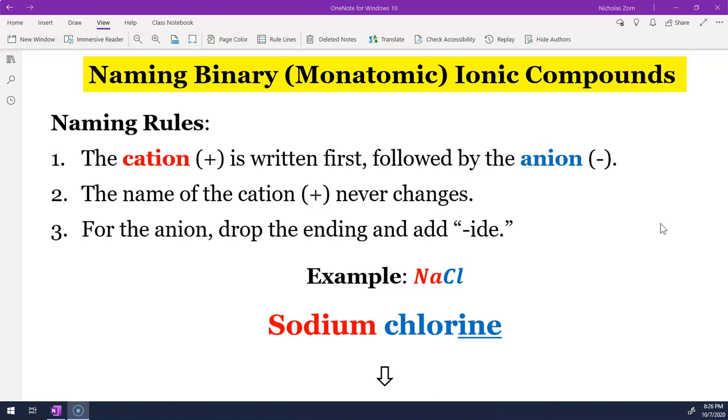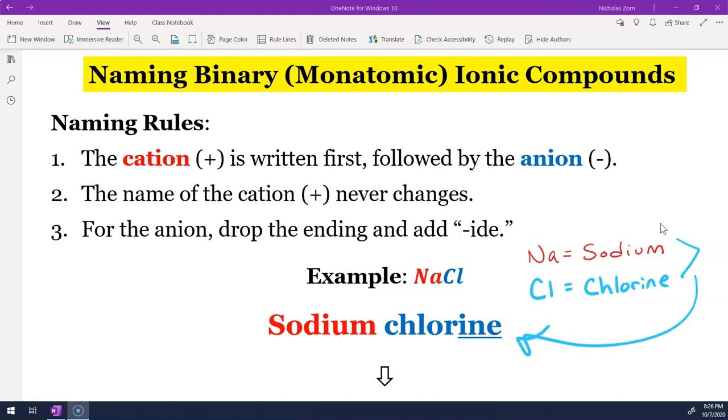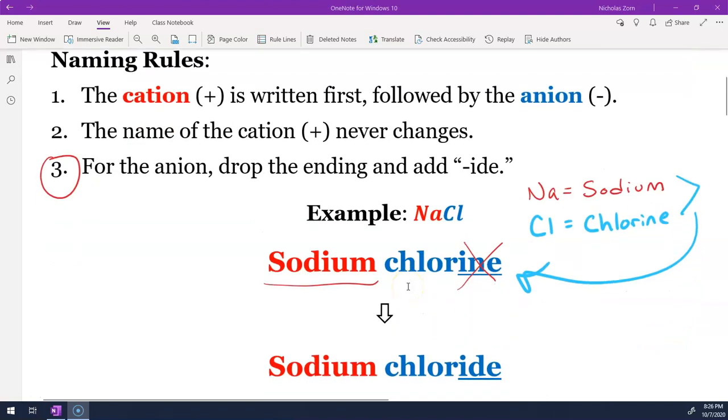So let's look at an example. Na is sodium, and then we have Cl, which is chlorine. So when we take these two and combine them, we get sodium chlorine. However, according to our third rule, we want to drop that ending and replace it with IDE. So instead of chlorine, it will be chloride: sodium chloride. We keep our cation the same, and then we change the ending.